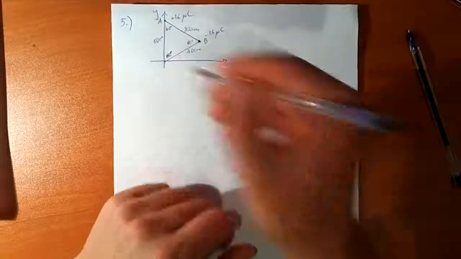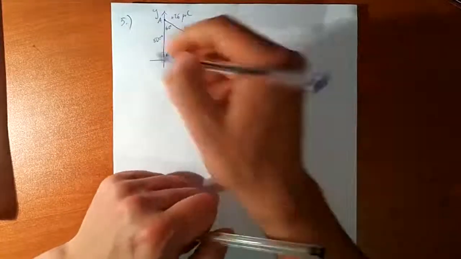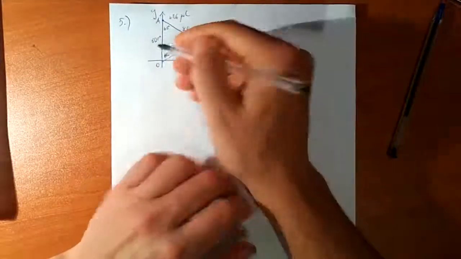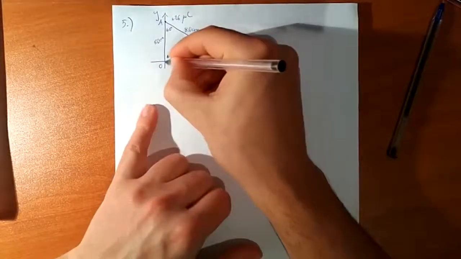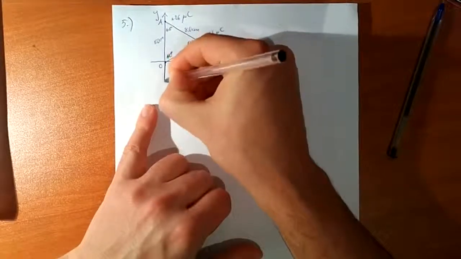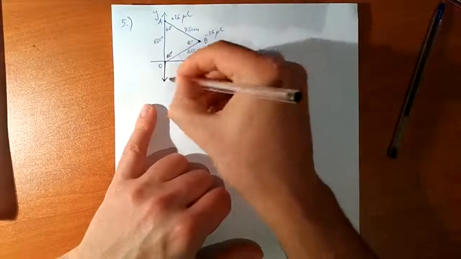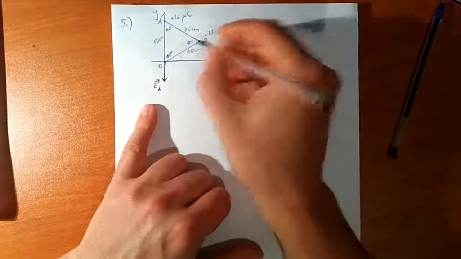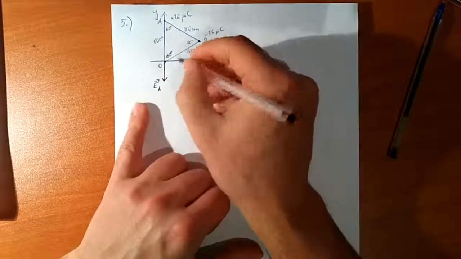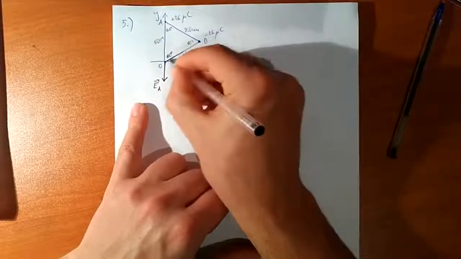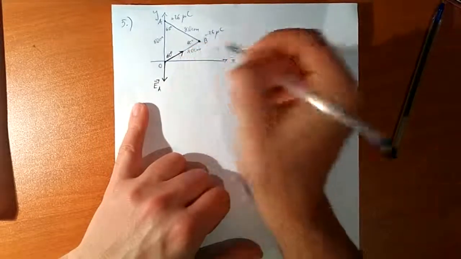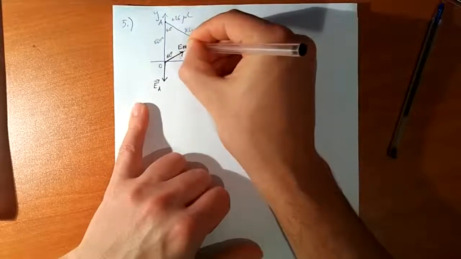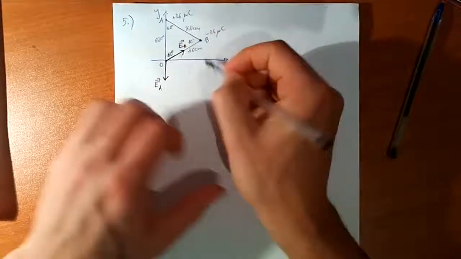All right. Okay, now here at the origin, the electric field due to A is going to be in this direction, as we just reasoned. So there's going to be an electric field here due to the charge at A, and here's going to be the electric field at the origin due to B.